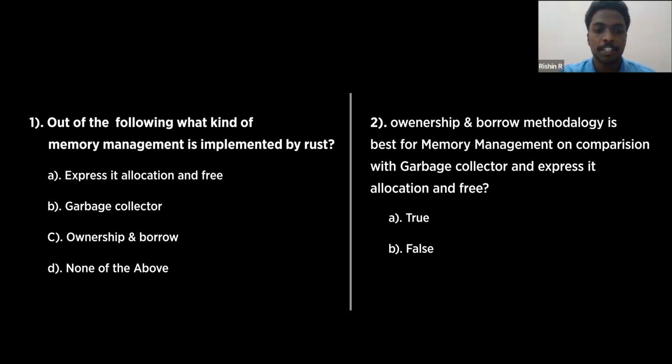You can see the answer. The first question, the answer was ownership and borrow. Out of the following, what kind of memory management is implemented by Rust? The second question, state whether true or false: ownership and borrow methodology is the best memory management in comparison with garbage collector and explicit. Yeah, that's also true.